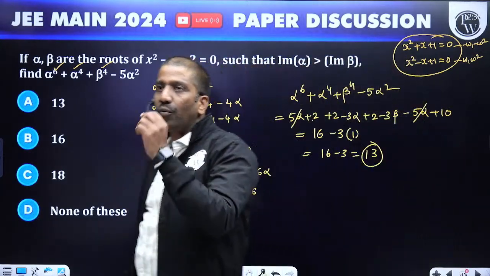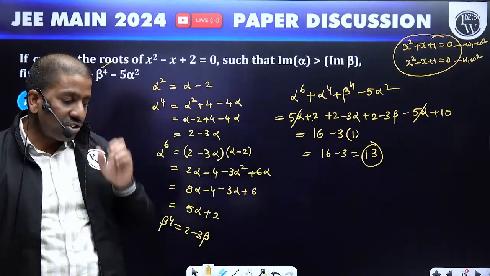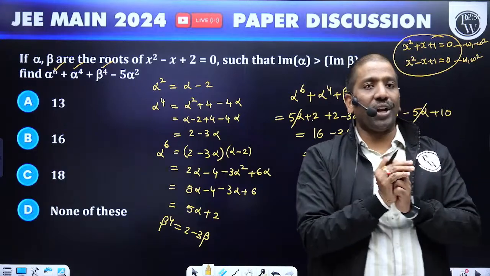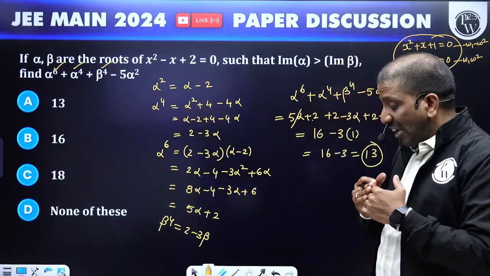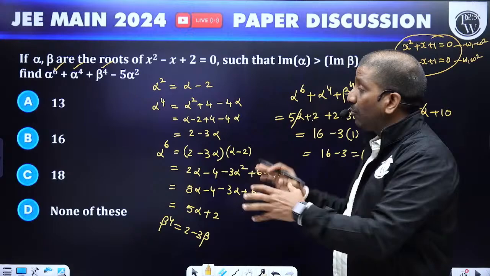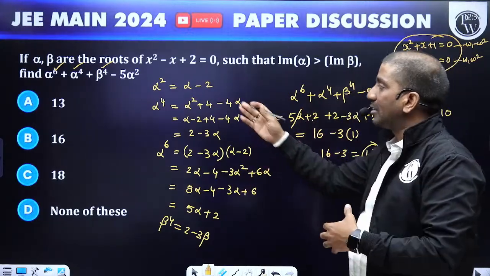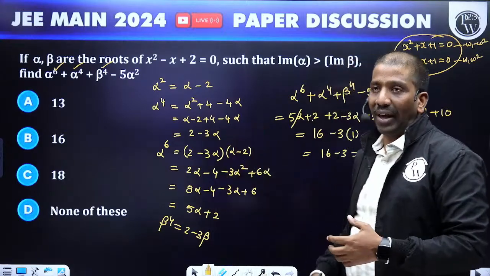So instead of finding the roots, whenever we want to write higher powers, we need to check: if you get omega or omega square, then we can write it that way. Otherwise, we need to simplify these powers like this and apply.